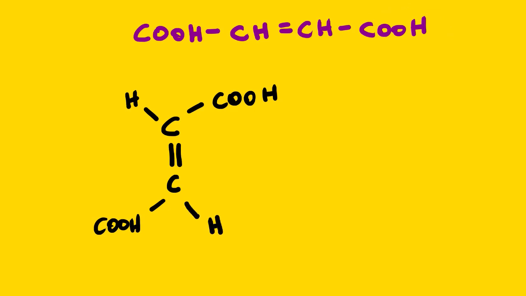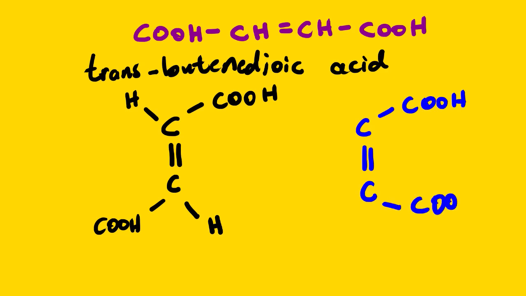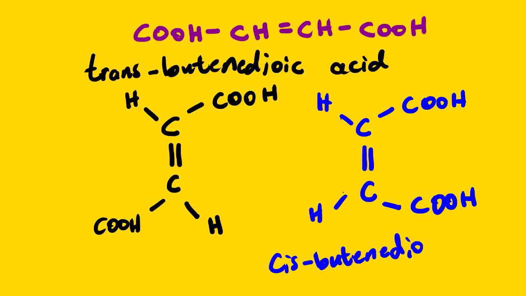So the question is, is it a cis or trans? You can see that it's on different sides. This group, similar groups are on different sides. So this is trans butenedioic acid. If you want to draw the cis isomer, you're going to have COOH, COOH, then hydrogens here. This will be cis butenedioic acid.